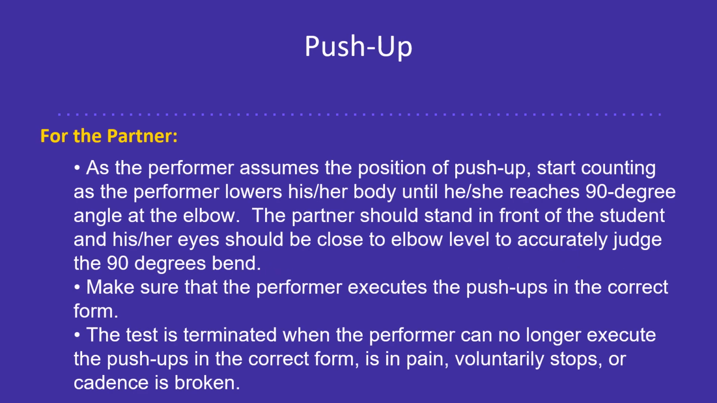For the partner, as the performer assumes the position of push-up, start counting as the performer lowers his or her body until he or she reaches the 90-degree angle at the elbow. The partner should stand in front of the student and his or her eyes should be close to elbow level to accurately judge the 90 degrees bend. Make sure that the performer executes the push-ups in the correct form. The test is terminated when the performer can no longer execute the push-ups in the correct form, is in pain, voluntarily stops, or cadence is broken.